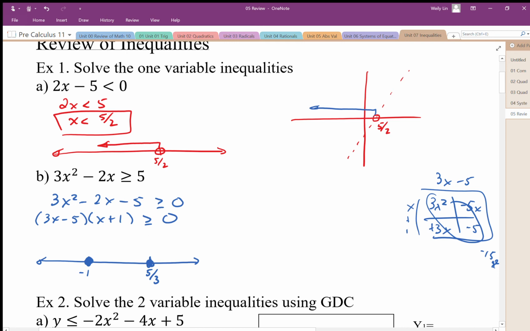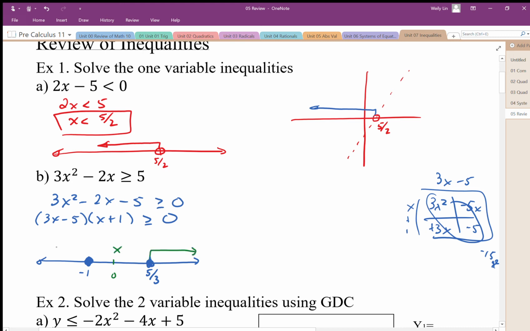And the testing is fairly reliable. And the easiest number to test is always going to be 0. So 0 represents a point in the region. So if I plug in 0, I get negative 5 times positive 1. That's going to be negative 5, which is not greater than 0. So that is not part of our solution region.